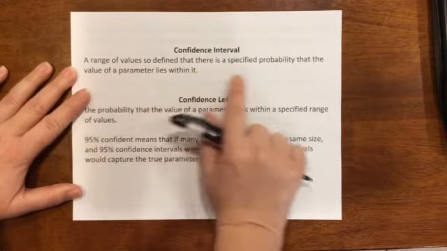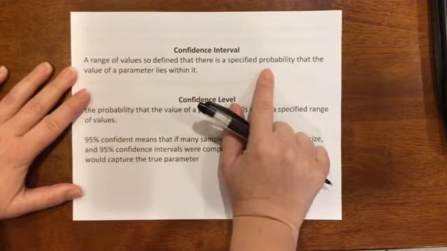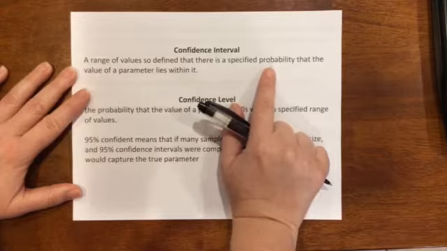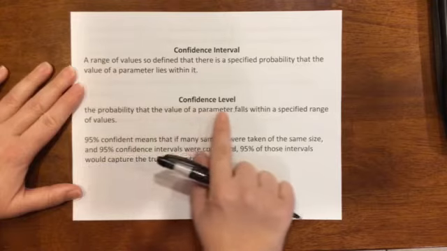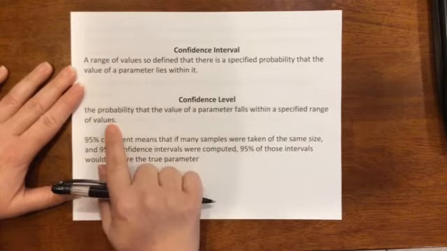And so the definition says a range of values so defined that there's a specified probability that the value of the parameter lies within it. That specified probability is called your confidence level. The confidence level states the probability that a value of a parameter falls within a specified range of values.